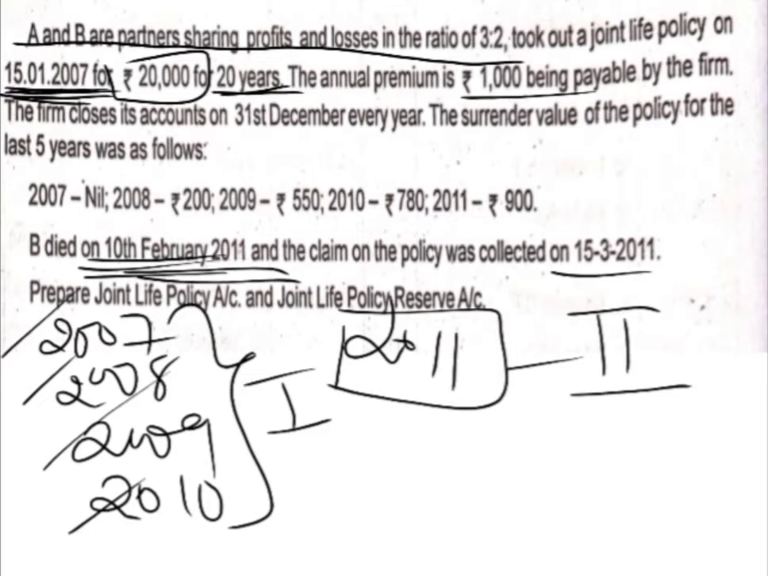The third entry will be for transferring the ultimate balance left in the joint life policy reserve account to the joint life policy account, and the last entry will be for transferring the final balance of the joint life policy account to all partners capital account in their profit sharing ratio. So these are the 4 entries which we are going to pass in the year 2011. So let us start with the solution part now.